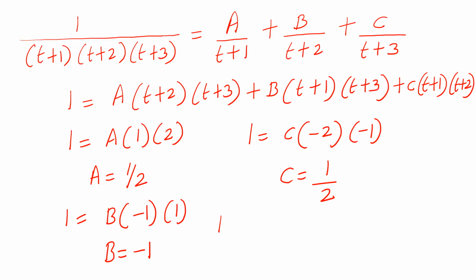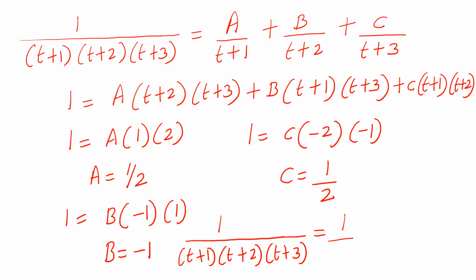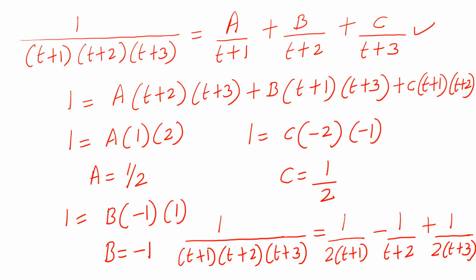So now we can write 1 upon t plus 1 into t plus 2 into t plus 3 equal to 1 upon 2 into t plus 1 minus 1 upon t plus 2 plus 1 upon 2 into t plus 3. I have just substituted the values of a, b and c in this expression. Now students, we move further.